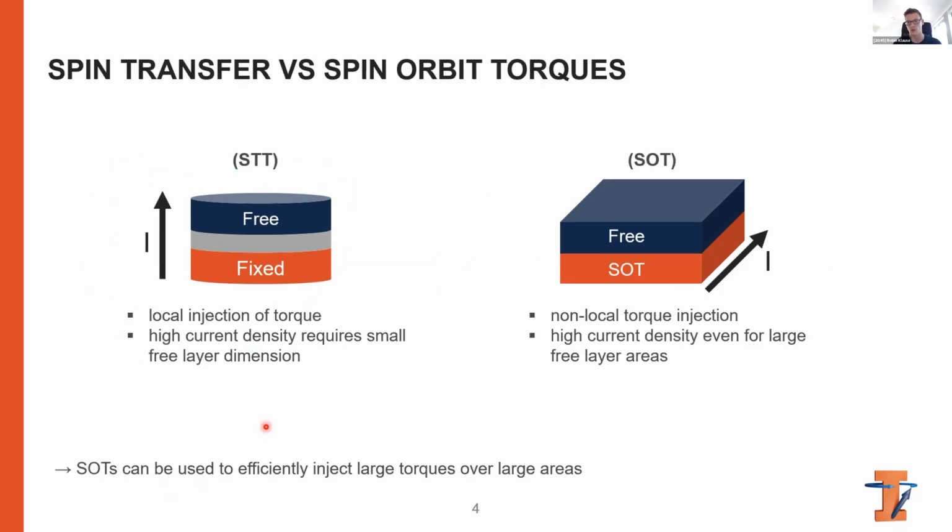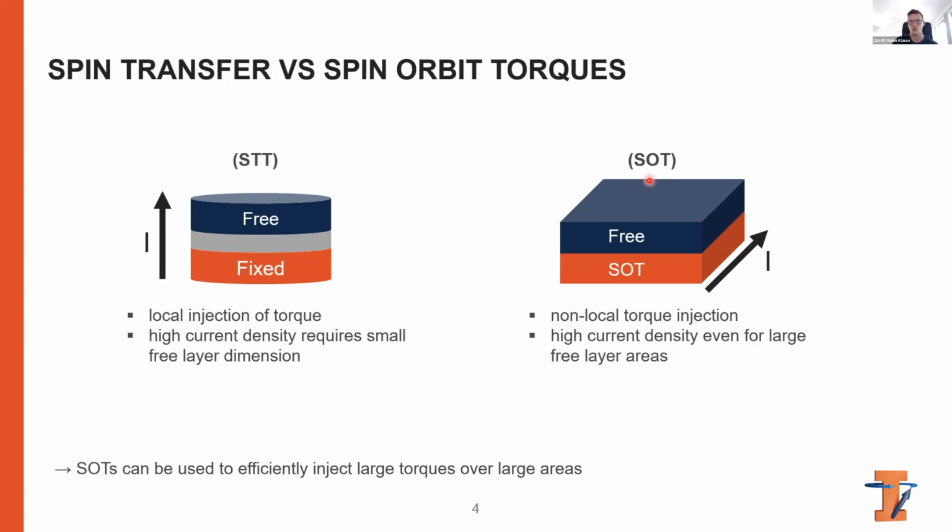So why is spin orbit torque more interesting? In the spin transfer torque geometry, as I mentioned, there's only a local injection of torque at the site where the fixed layer and the free layer meet. And this cylinder shape usually has to have small diameters in order to get high current densities. So spins are only injected into a small area of the free layer.